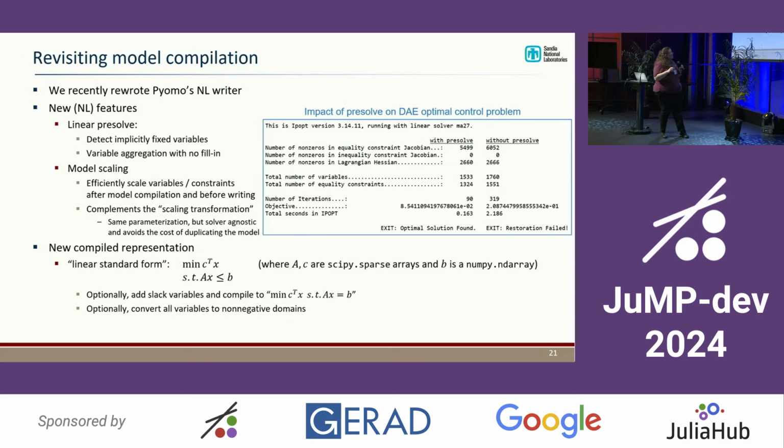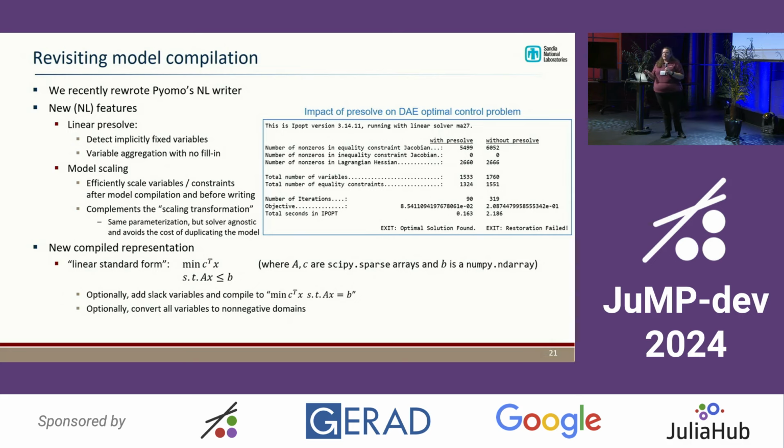Some important new features is that we now have a linear pre-solve built into our NL writer that allows us to do variable aggregation. So this is showing an example of solving a DAE optimal control problem with and without that pre-solve. And we've found that for some problems that can make a really big difference. And then we're also able to do some more efficient model scaling with some of the changes we've made in that NL writer.